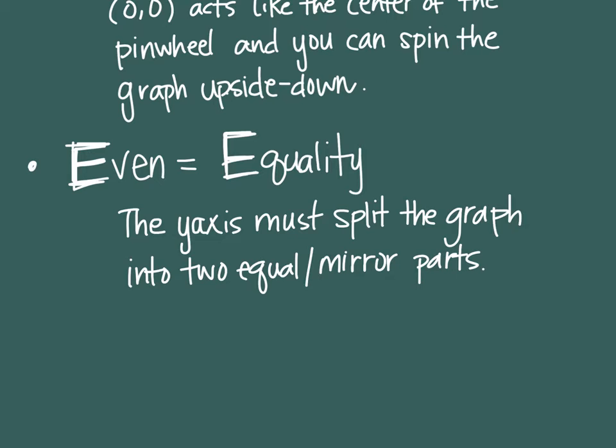Go back to your calculator and add a square on the x. When you add a square on the x, now you get a graph that looks like this. That is 2 equal parts. The graph is split right down the center of the y-axis into 2 equal parts. We say that's even symmetry.